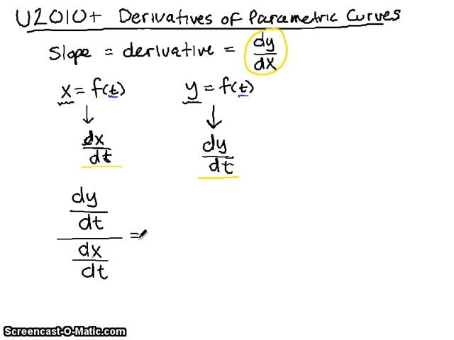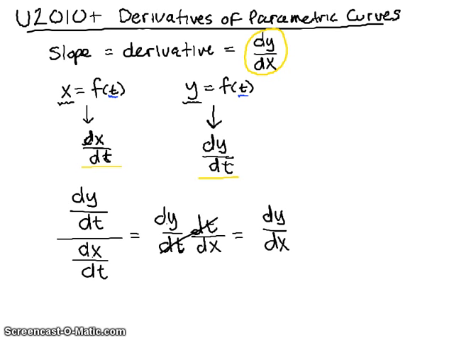So if we think about what we're seeing here, we have a fraction divided by a fraction. When we have a fraction divided by a fraction, we multiply by the reciprocal of the denominator. So we're going to get dy dt times dt dx. Your dt's are going to cancel, and you're left with just dy dx. So in order to find the derivative dy dx of a parametrically defined function, we take the derivative of the x component, we take the derivative of the y component, and we say the derivative of the y divided by the derivative of the x component.